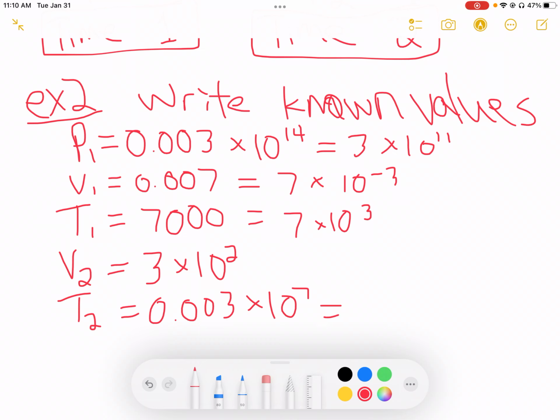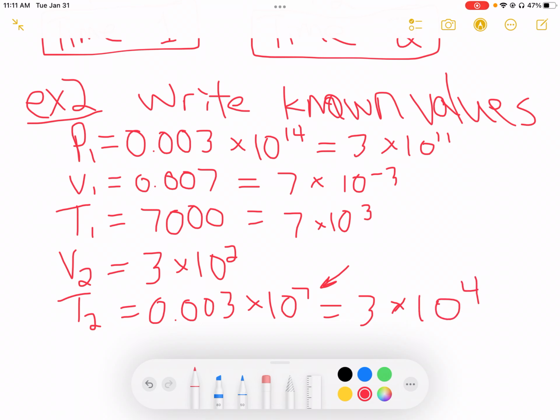Okay, and they're just trying to frustrate here, right? They're really just trying to make sure we understand how our scientific notation works. So I'm going to move over 1, 2, 3 places, so that means I'm going to subtract 3 from my exponent up here. So I have 3 times 10 to the 4.